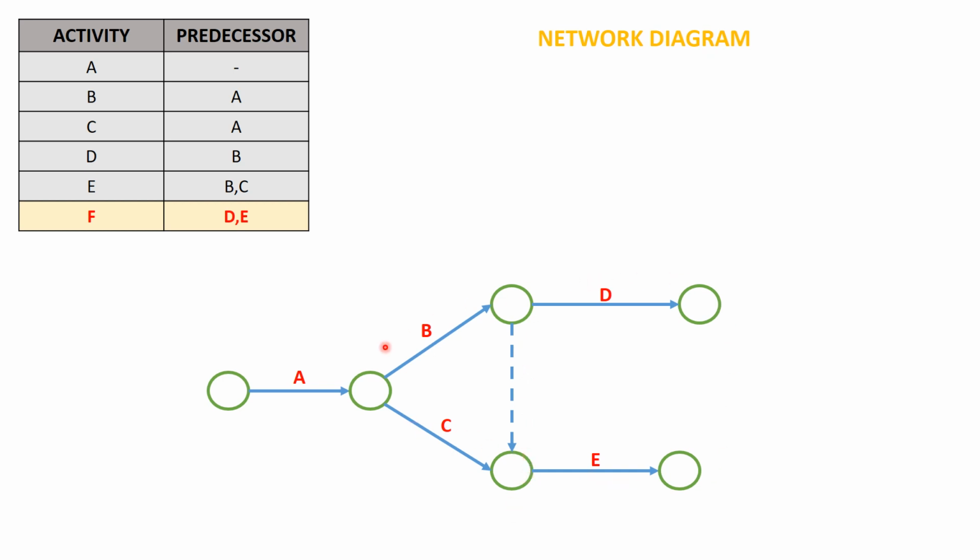So this would be the correct way of drawing the AOA network diagram using the grammatical purpose, right? But this is not done yet, since we do also have one more activity, which is activity F. So in order to draw activity F, we have D and E as the predecessor, right? So activity D and activity E have to be completed in order to start activity F. So now how do we go about with this?